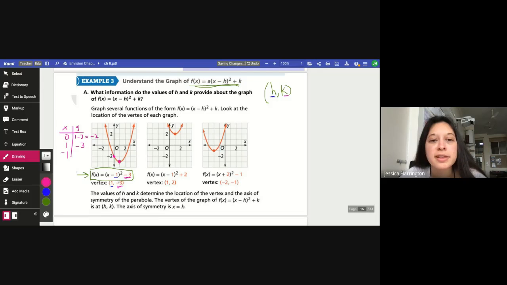I don't know why I did that. That's the vertex. Hopefully you caught that. I shouldn't have picked that point. And then the other point I would pick is -1. Actually, what I should pick is something to the right of the vertex. So I'm going to change this. I'm going to pick 2.